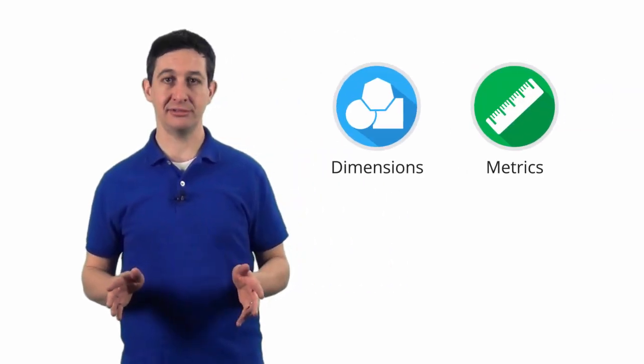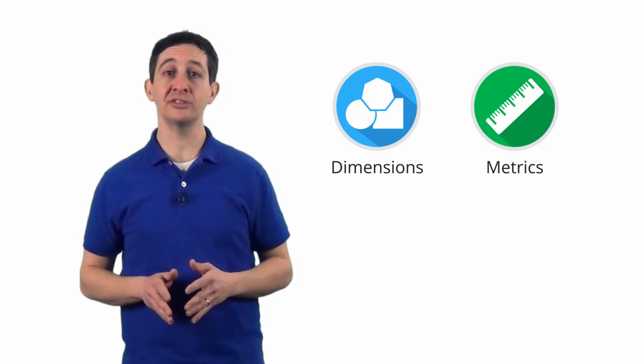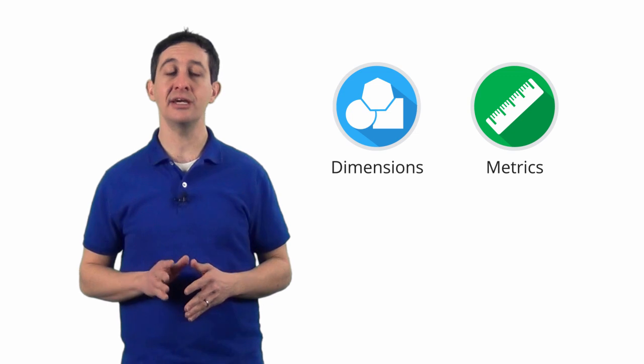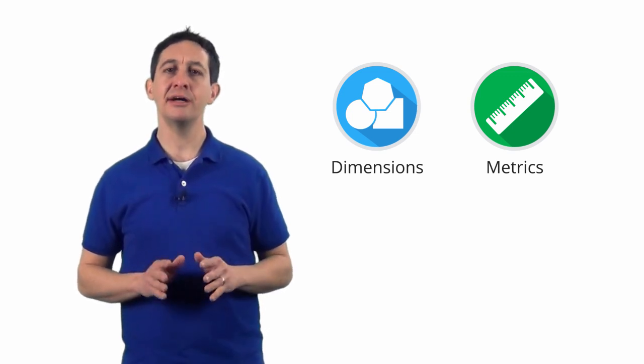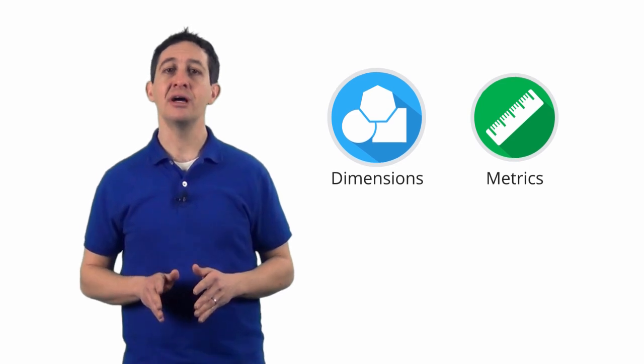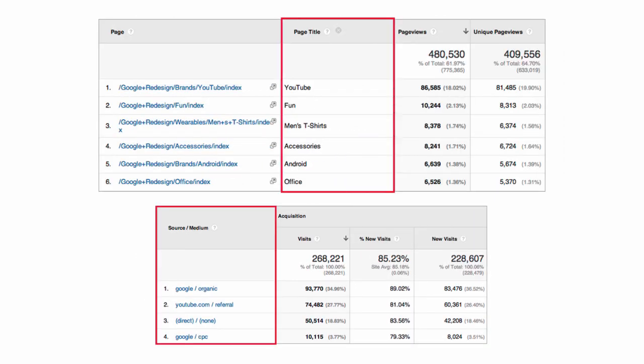The building blocks of every report in Google Analytics are dimensions and metrics. By combining different dimensions and metrics, Google Analytics can generate almost any report you need to measure your marketing activities and user behavior. A dimension describes characteristics of your data. For example, a dimension of a session is the traffic source that brought the user to your site. And a dimension of an interaction a user takes on your site could be the name of the page they viewed.